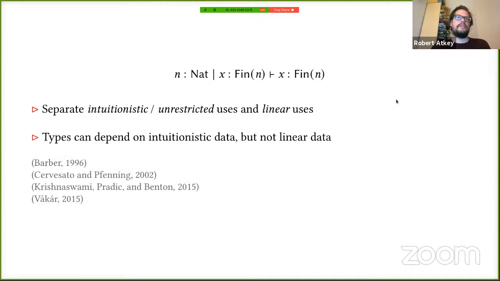And many people have looked at this. In a simply typed setting, this is due to Andrew Barber with his dual intuitionistic linear logic. And then the dependently typed versions have been several different permutations of different ways of arranging this.